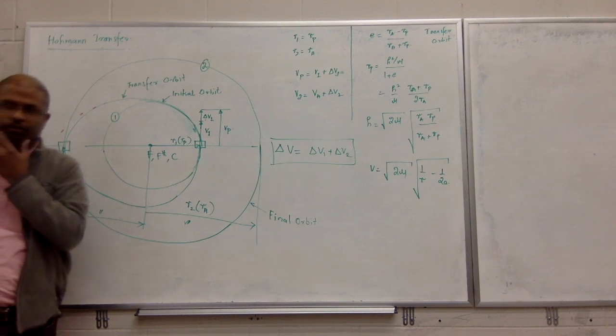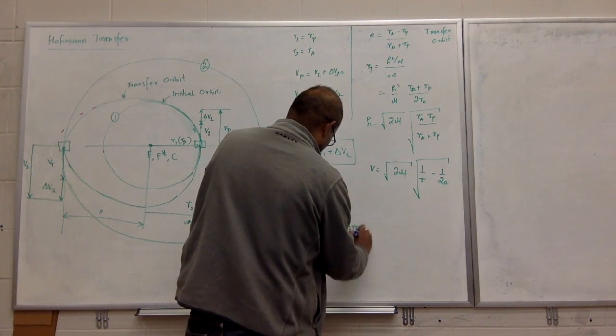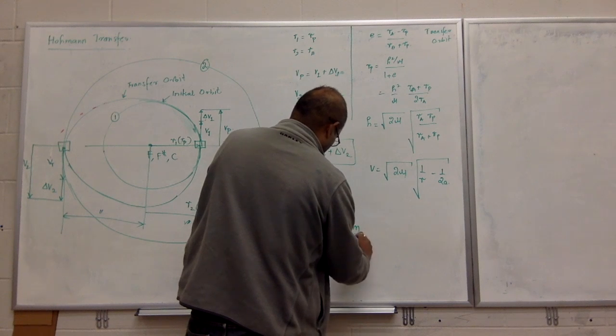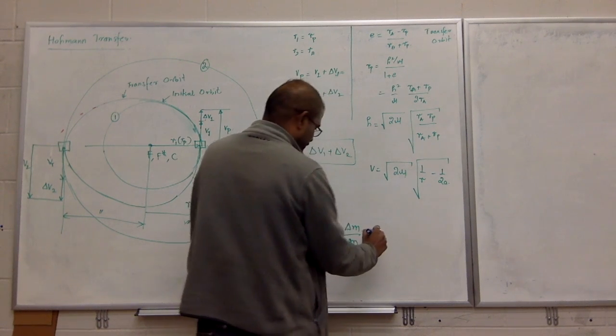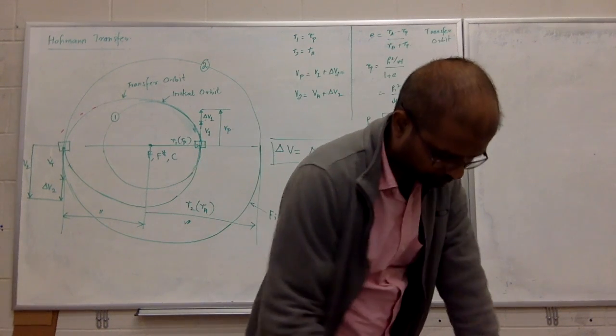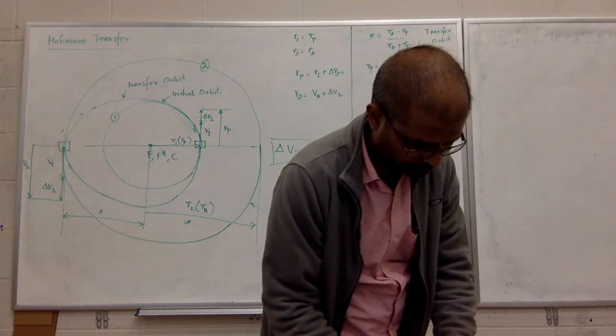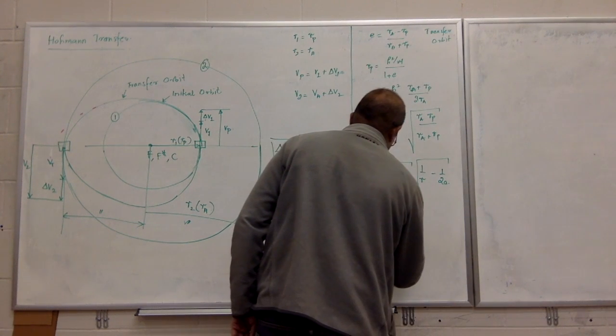And the amount of fuel needed is a function of what? Yesterday, what did we see? What did we say? Delta M is a function of 1 minus 2. Is a function of what? Hmm?